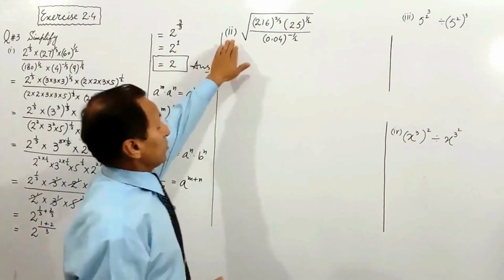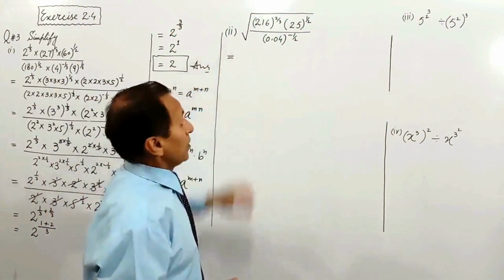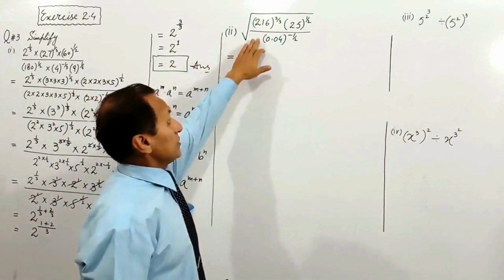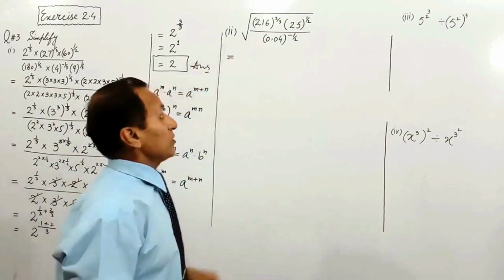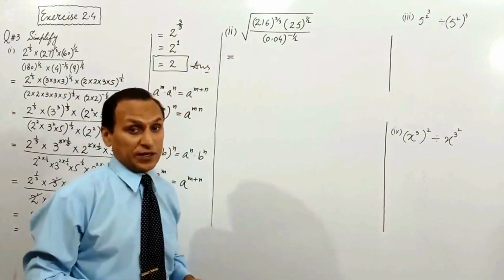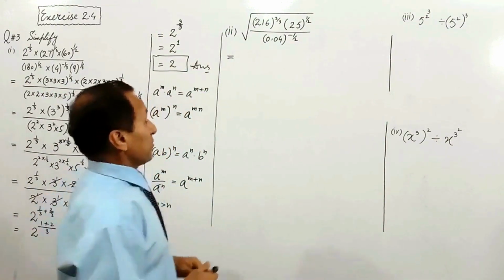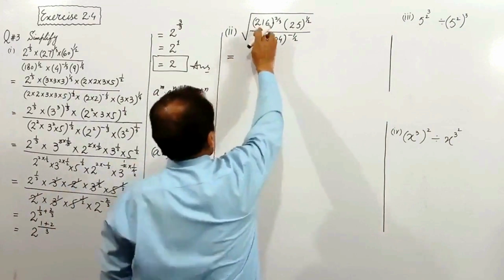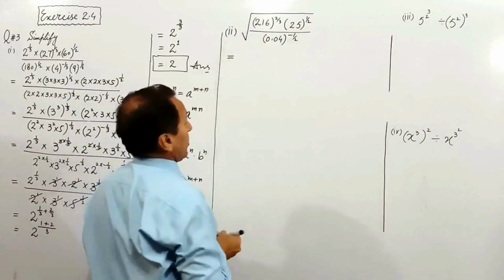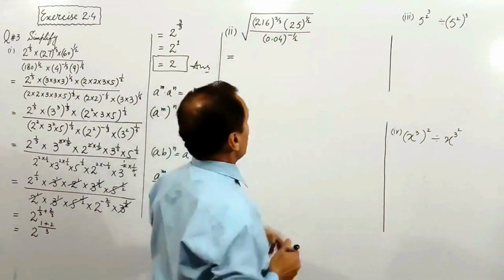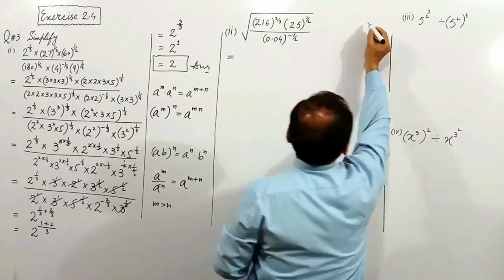Now we do the part 2 of the question number 3. In this question, we deal with the radical expression. Along with, we have to apply the laws of exponent in this. So let's begin with this question. As we have two composite numbers, 216 and 25, we find their prime factors by taking their LCM.